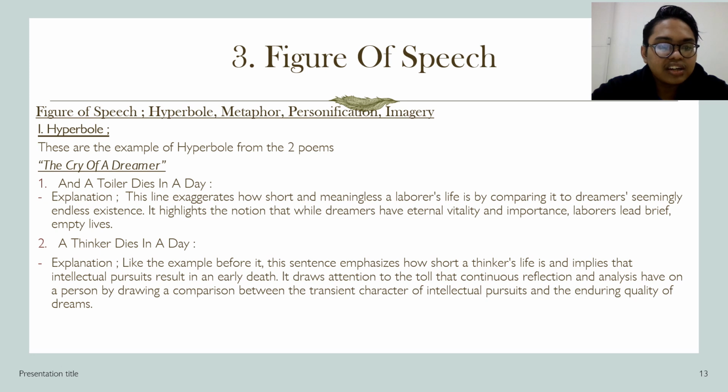Number two is "A thinker dies in a day." Explanation: like the example before, this sentence emphasizes how short a thinker's life is and implies that intellectual pursuit results in an early death. It draws attention to the toll that continuous reflection and analysis have on a person by drawing a comparison between the transient character of intellectual pursuit and the enduring quality of dreams.